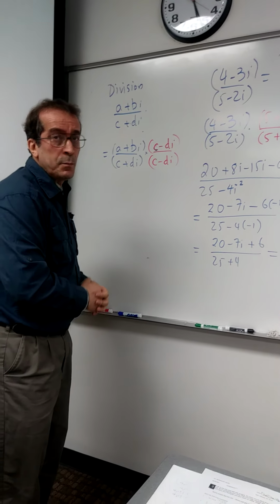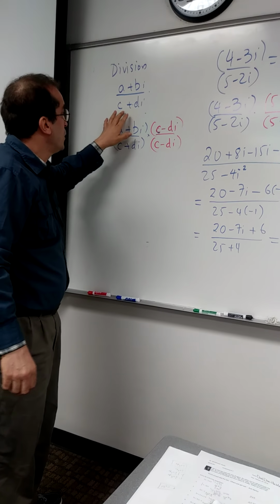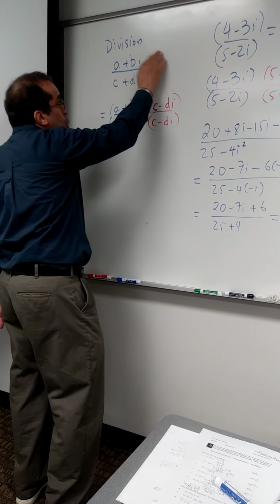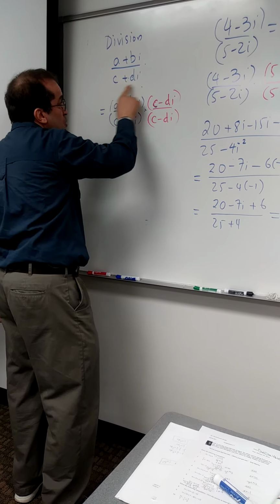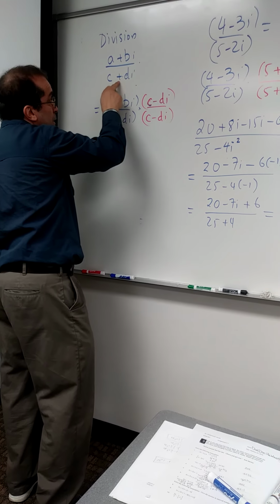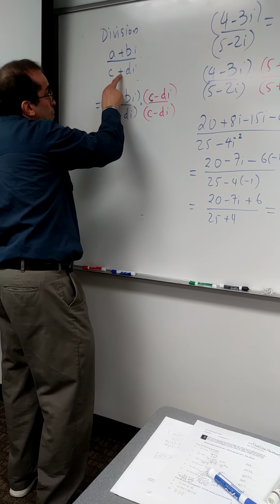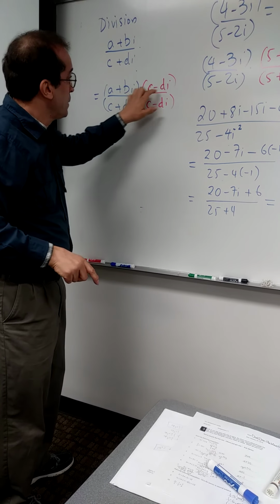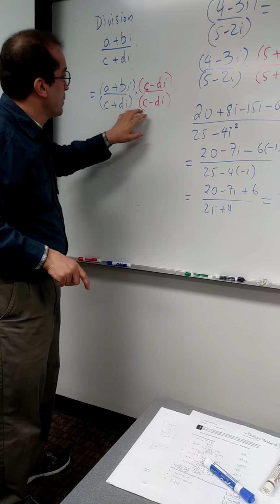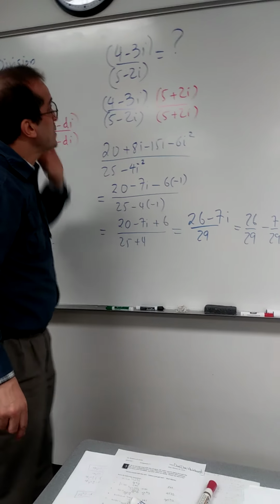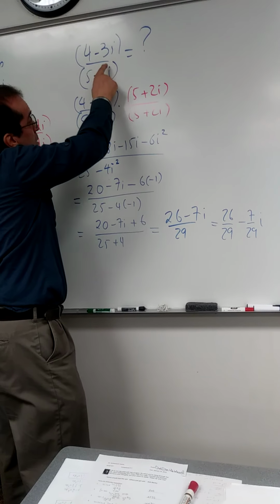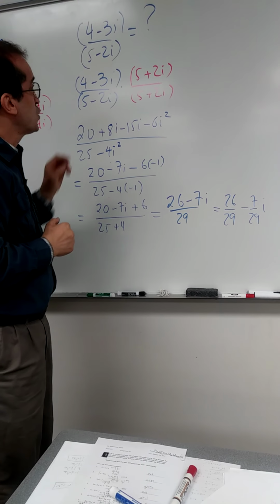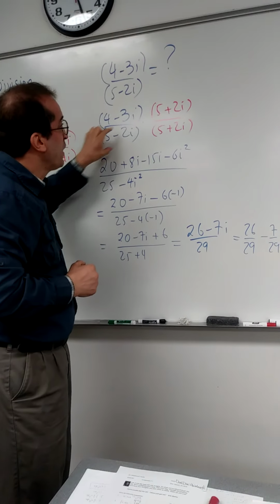For division of complex numbers, if you're dividing a plus bi over c plus di, you turn the division into a multiplication. You multiply both numerator and denominator by the complex conjugate of the denominator. So the denominator is c plus di, so you multiply top and bottom by c minus di. The top is a plus bi times c minus di, the bottom is c plus di times c minus di. Let's do an example. In this example, we have 4 minus 3i that we're dividing by 5 minus 2i. The conjugate of the bottom is 5 plus 2i. So you multiply top and bottom by 5 plus 2i.